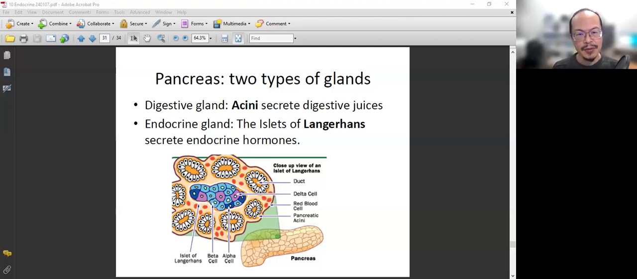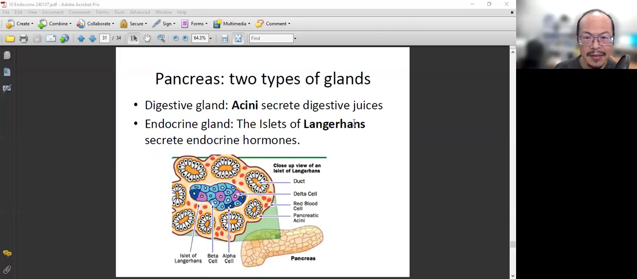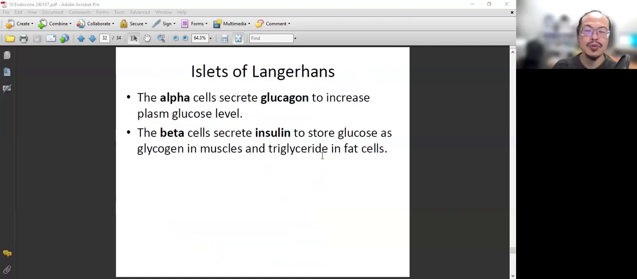So let's look at these two. They are in the islets of Langerhans. Which portion of the pancreas is part of the endocrine system? That is the islets of Langerhans. Which portion of the pancreas is the digestive system? That is the acini.